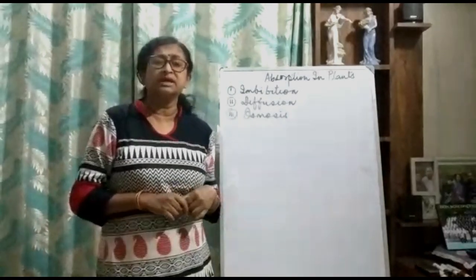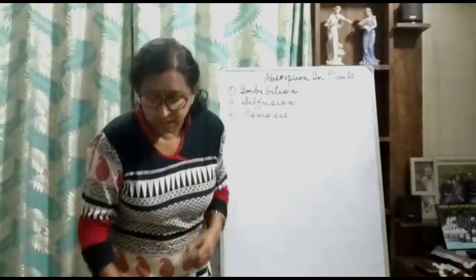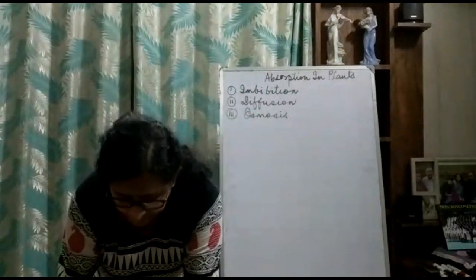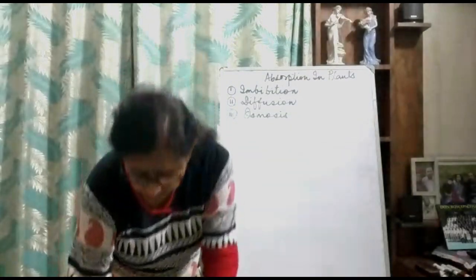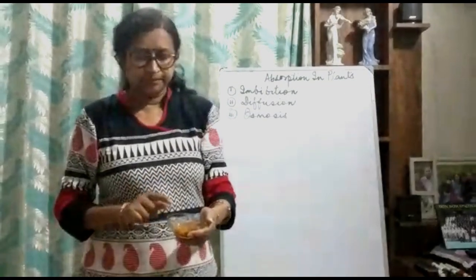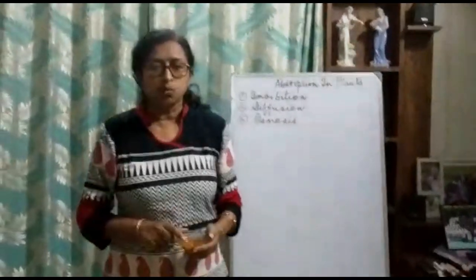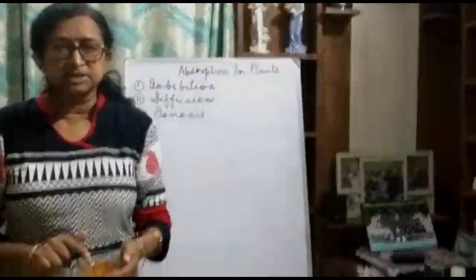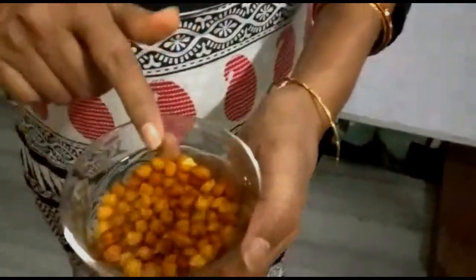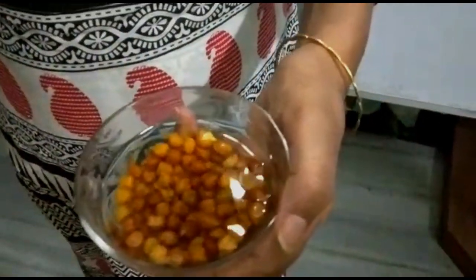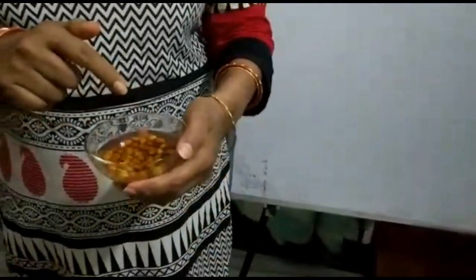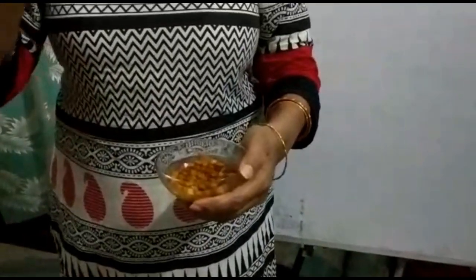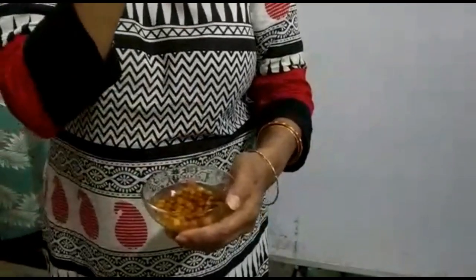Imbibition is commonly seen in seeds, when we soak seeds. For example, I have taken a few dried gram seeds and soaked them in water, like this. Now, once we soak the gram seeds in water, can you see they have swollen up? This swelling up is due to the absorption of water from the surrounding through the hydrophilic surfaces of the seeds, and they swell up.